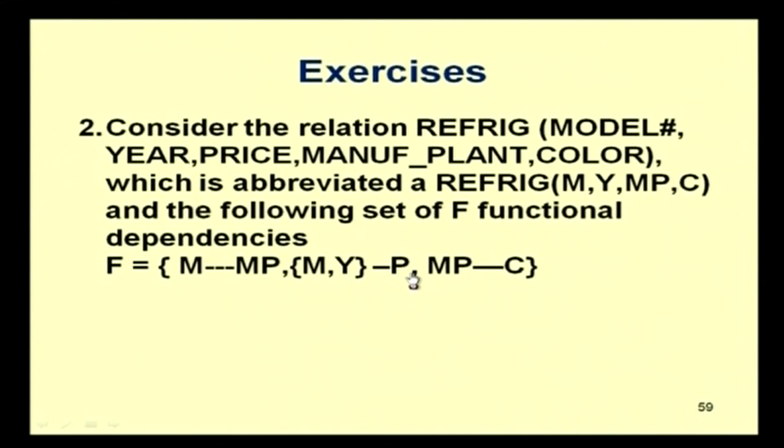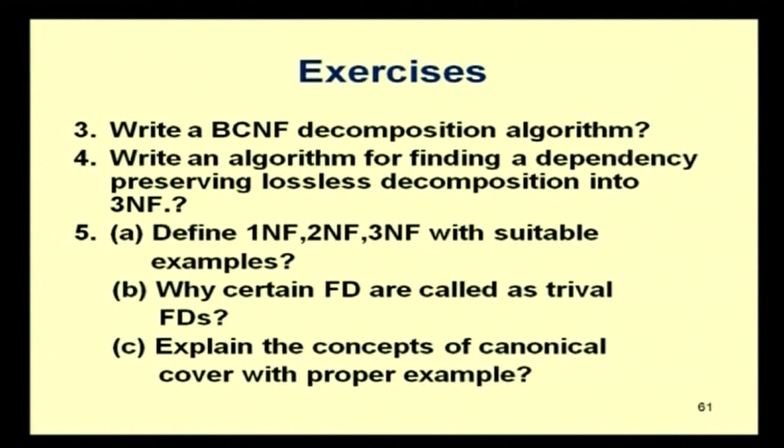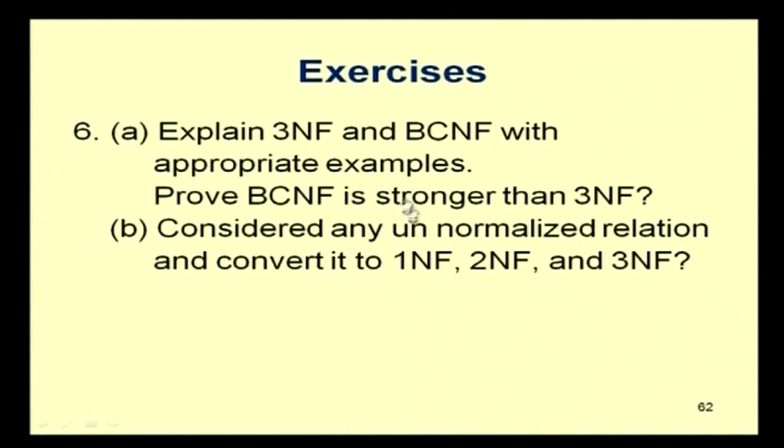Another example for the same type of problem, again we are asking you to find out what the key is, whether it is in 3NF and BCNF, and give proper reasons for this. You have to also find out whether the decomposition will be lossless and show why it is lossless. Then I have given you some theoretical problems to explain what these terms are, and explain why BCNF is stronger than 3NF, and if you consider any unnormalized relation, convert it into first normal form, second normal form and third normal form.